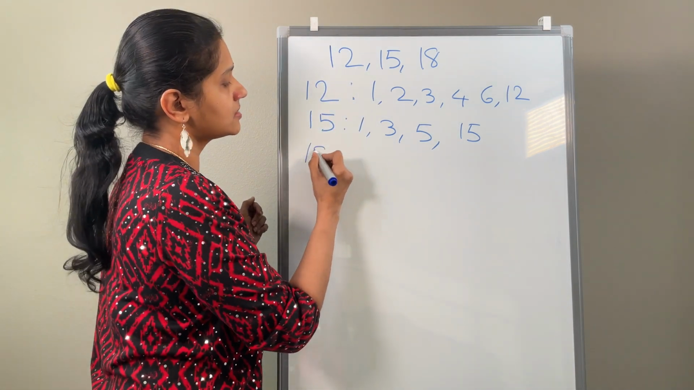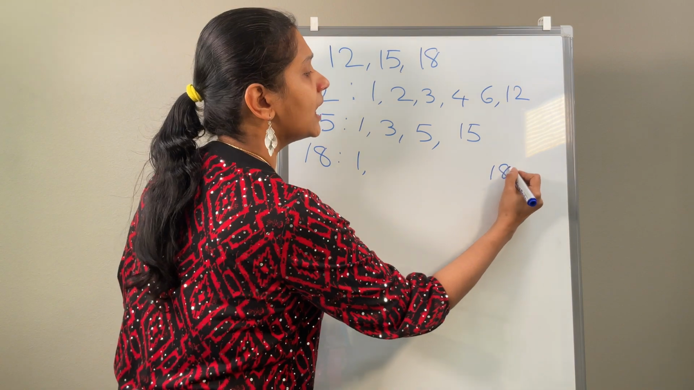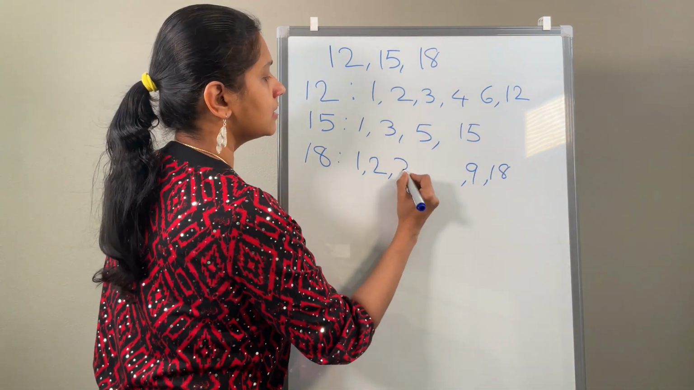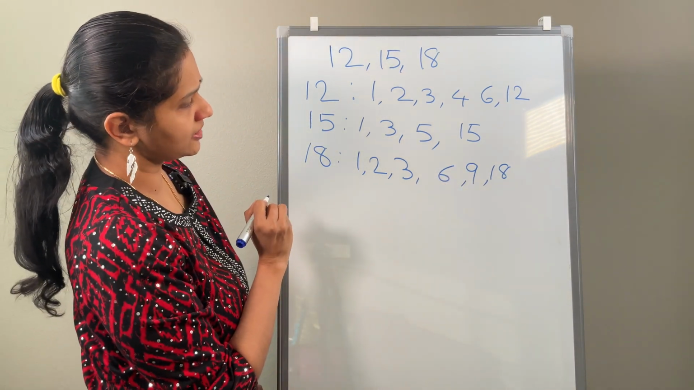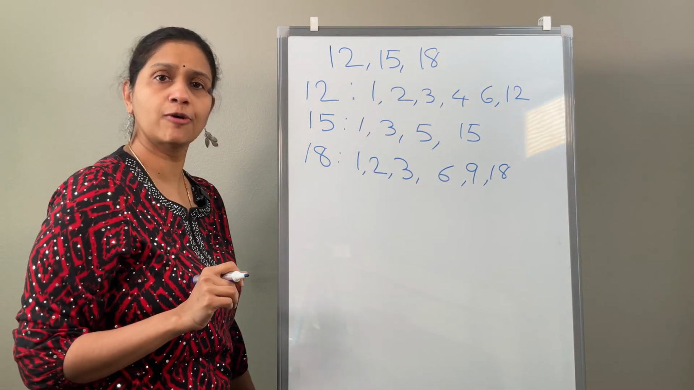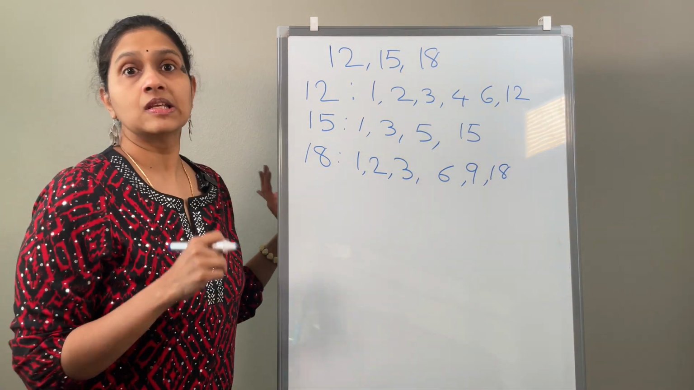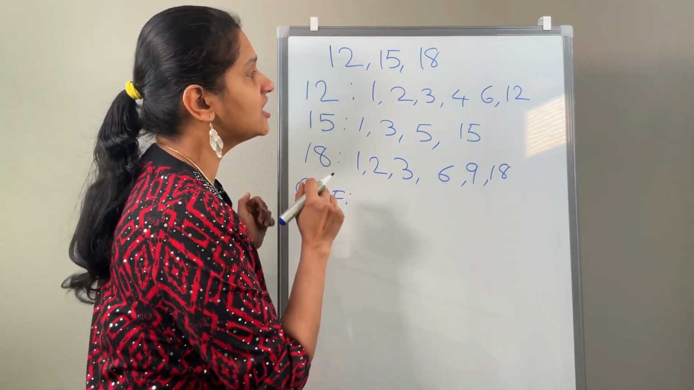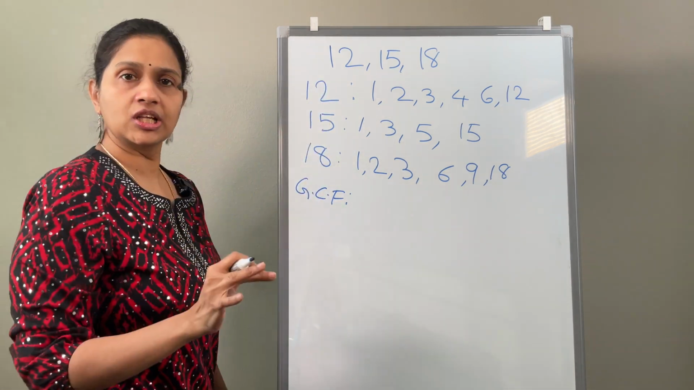Next, let us consider the number 18. Factors of 18 are 1 times 18, 2 times 9, 3 times 6. Hopefully that's it. 4 is not there, 5 is not there, 6 also. These are all the factors of 18. Now we have listed all the factors. Now what is the GCF? To find the GCF, let us circle the numbers that are common in all these three.